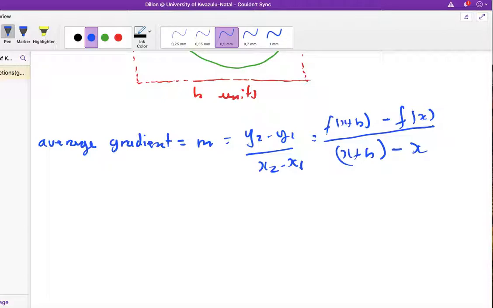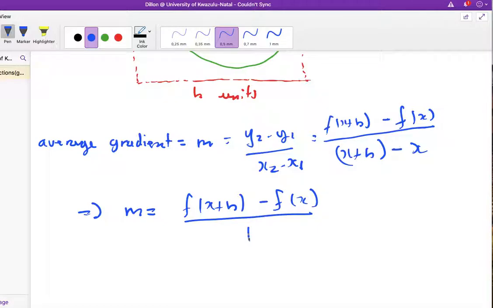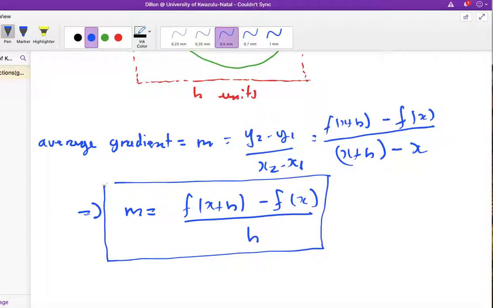We can see that this implies that m, the average gradient, is f of x plus h minus f of x, all over x plus h minus x. If you simplify, positive x and negative x cancel, and you're left with h. So this is the formula for average gradient.